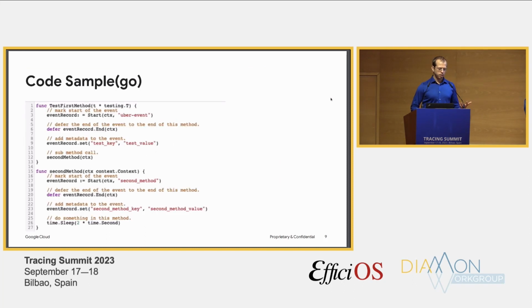So what does this look like? Here's a really isolated sample of our library. Whenever you want to track a method, you use our start. It's actually event logger.start, but this code sample was written in the same package, so it's missing the prefix.